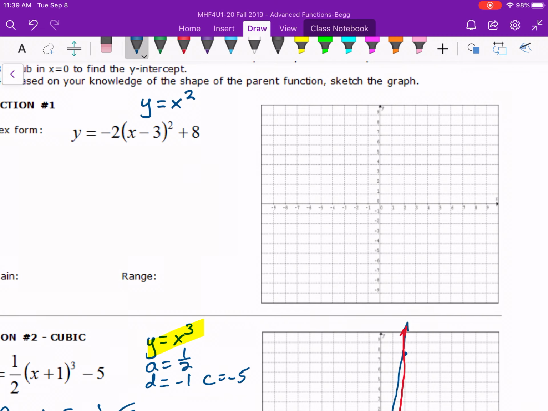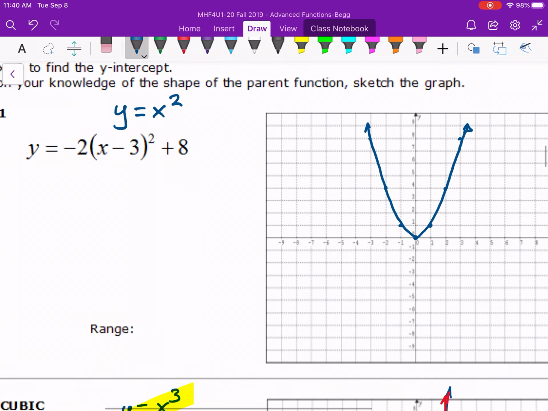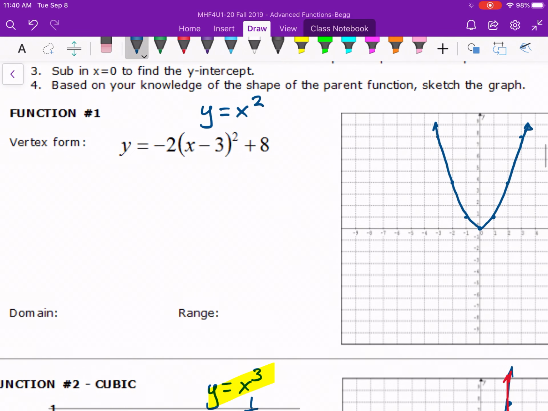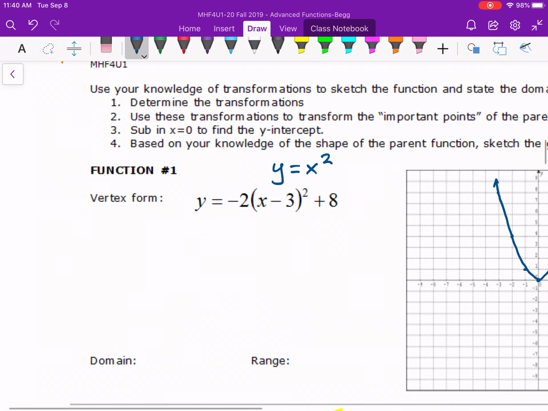If I was to graph the parent function, then you know the step pattern. We're going to start at (0, 0) and follow the step pattern: over 1, up 1, over 1, up 3, over 1, up 5, and do that on both sides. Connect the dots. Here's a decent graph of a parabola. All right, if we want to do transformations, we want to use the transformation formula.